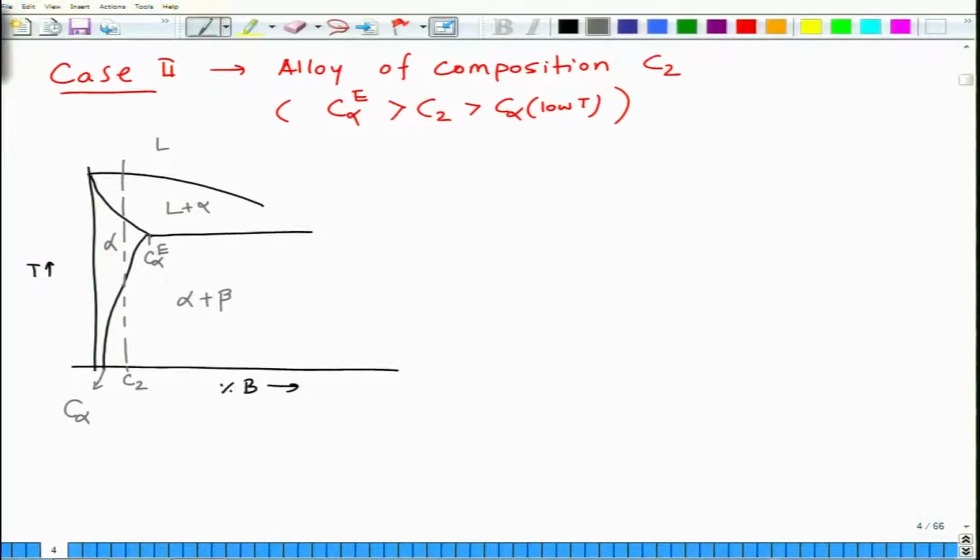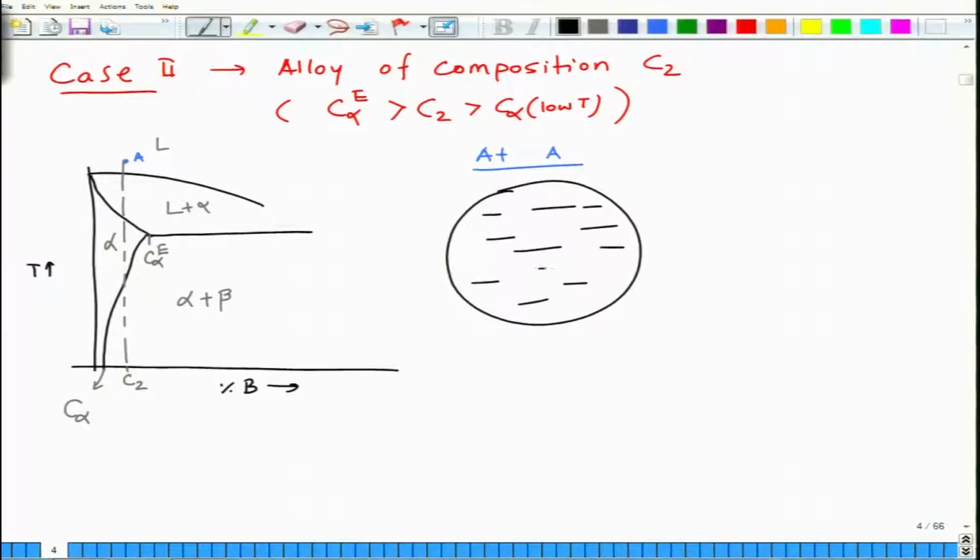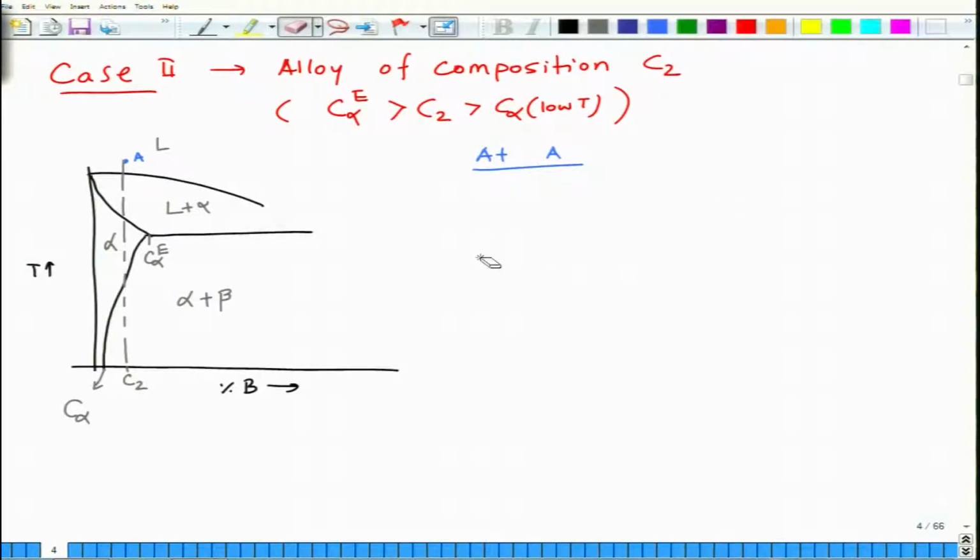So what will happen here is that now let's take the point A. Let me draw a little small circles, otherwise we will not be able to draw all of them here. So at A, it is 100% liquid and whose composition is same as C2. Let us go to point B.